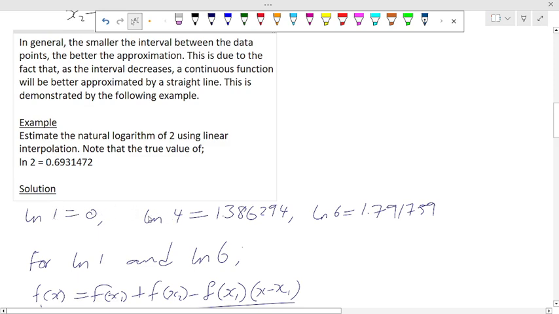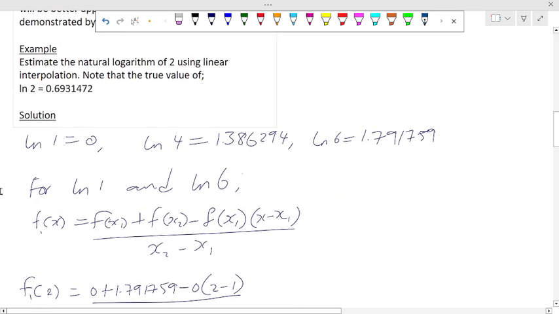Because ln 2 is between ln 1 and ln 4, it is closer. ln 2 is also between ln 1 and ln 6, but the gap from ln 1 to ln 6 is more than the gap from ln 1 to ln 4. However, let's just take the approximation from ln 1 to ln 6 and see our answer, then take the approximation from ln 1 to ln 4 and see our answer. Let's see which one is closer to the true value.